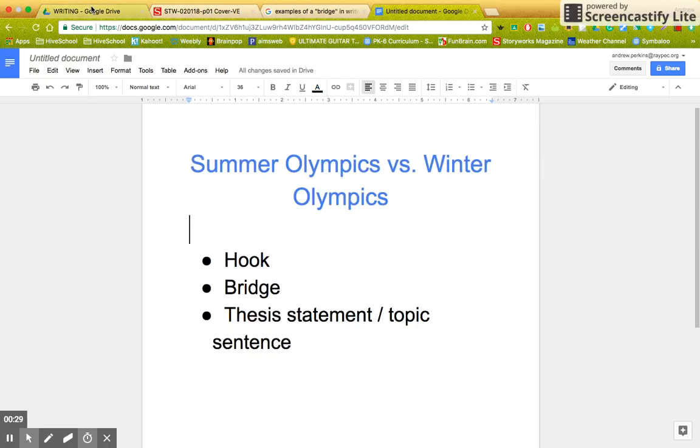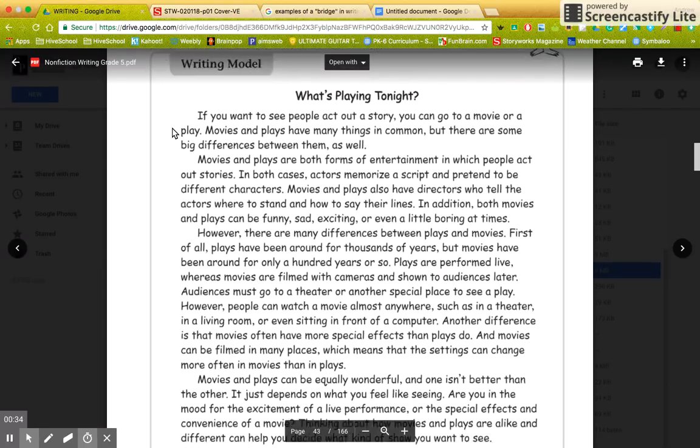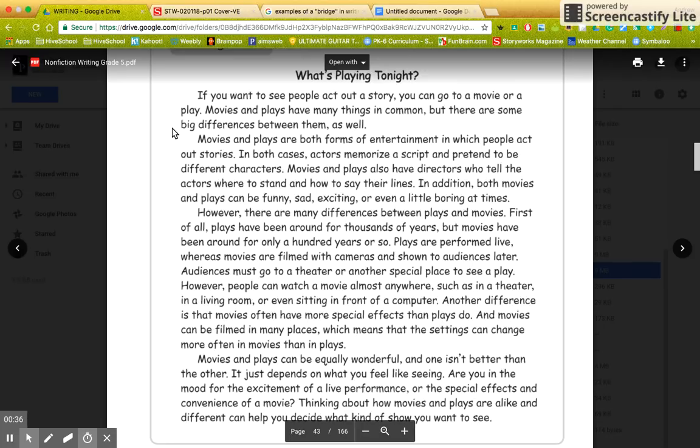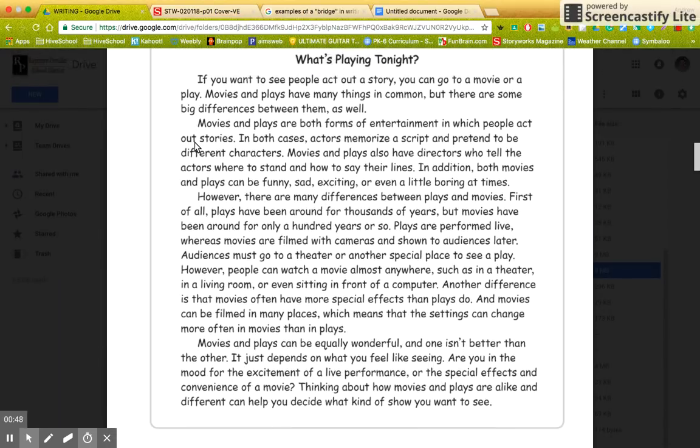Now, if you guys remember, we have read this already, and we're going to follow this exact format because whenever a teacher gave me something to actually go off of, I was so happy. It made life so much easier. So we're going to follow this format right here. If you remember, we read this compare and contrast essay over movies versus plays, and we're going to do the exact same thing. All we're going to do is replace movies with Summer Olympics and plays with Winter Olympics. And I hope that'll really make it easy on you guys.